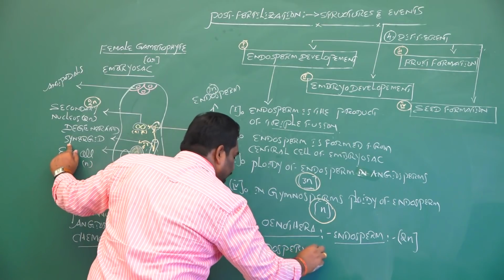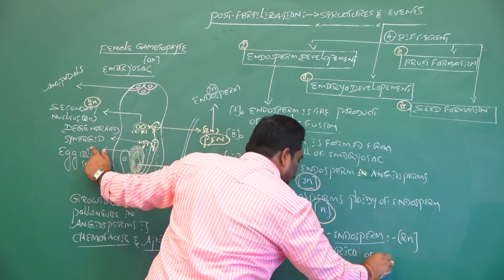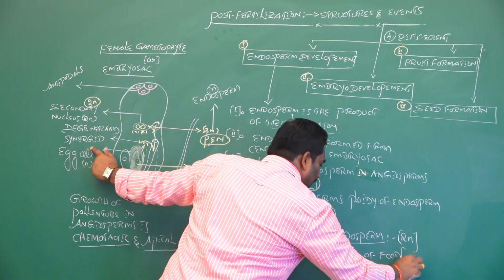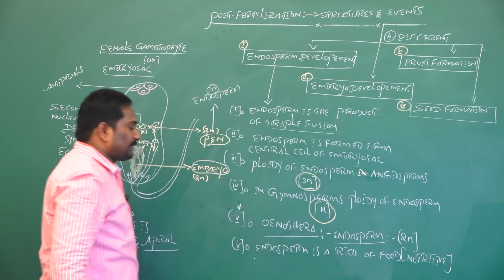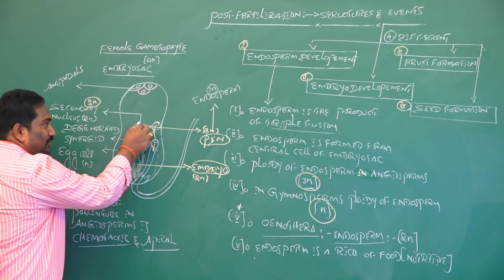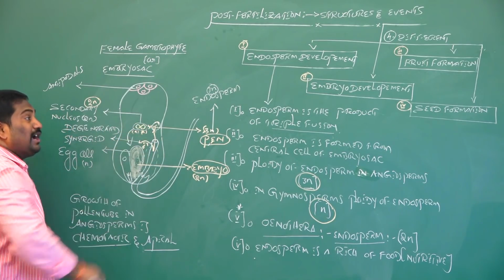Endosperm is rich in food or nutritive substances. Whenever the endosperm is rich in nutritive substances, it is nourishing the growing embryo.